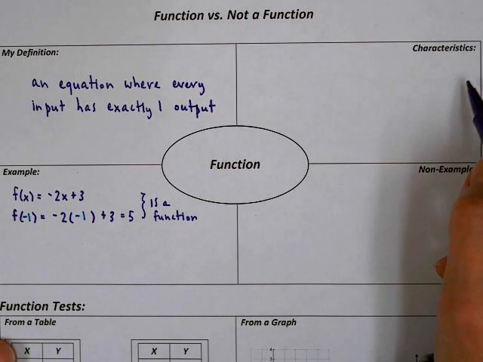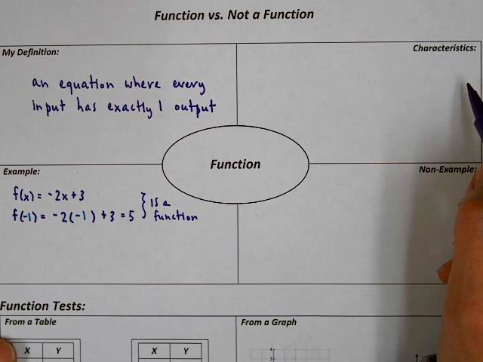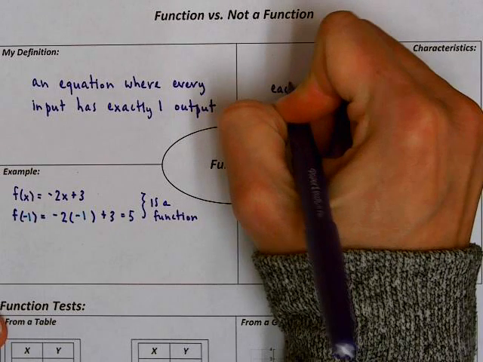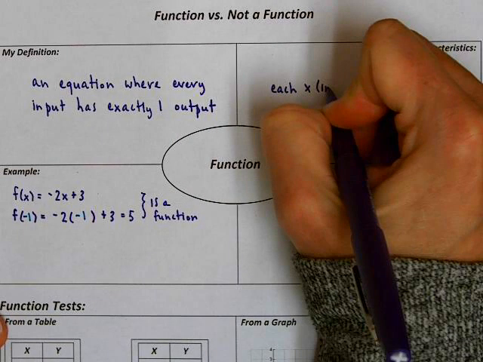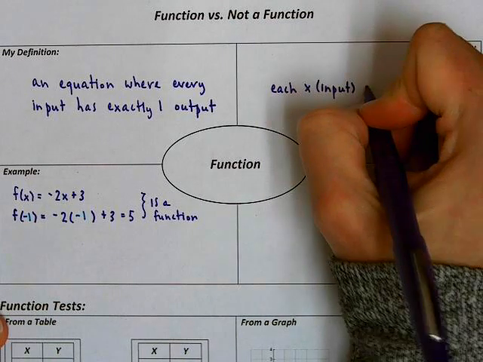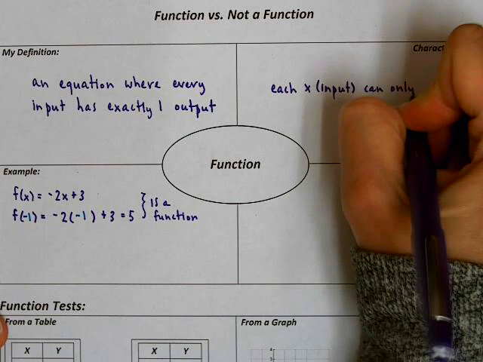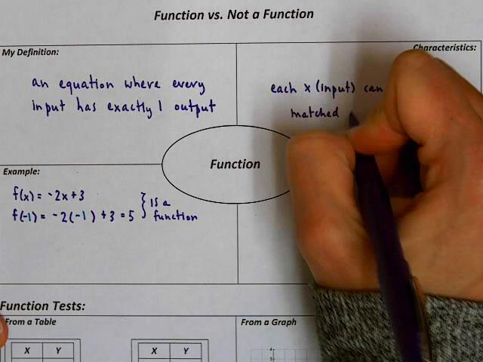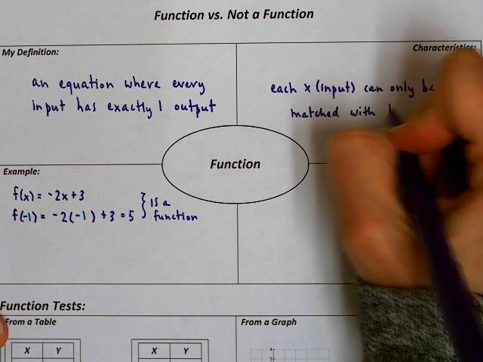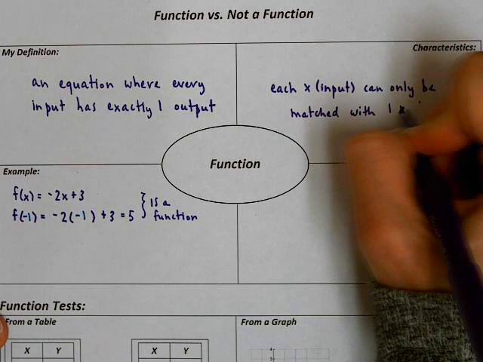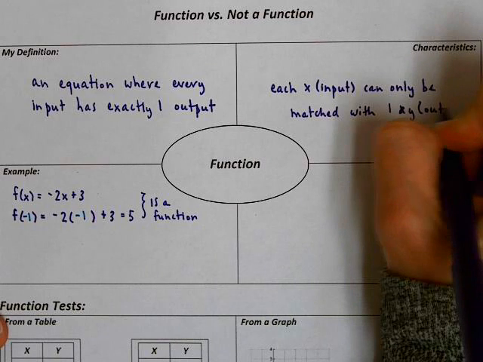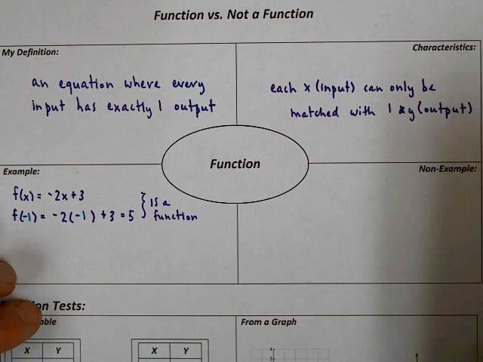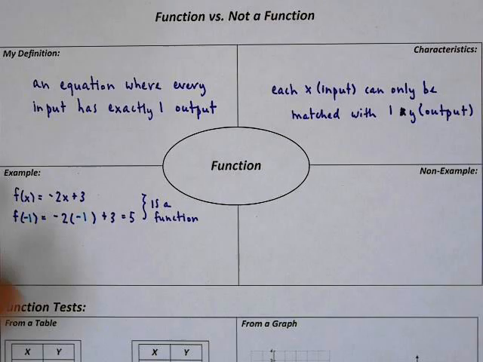So for characteristics, I'm just going to say this in a slightly different way. Kind of when I think of functions, I think that each x, or input, can only be matched with one x, or excuse me, one y, or one output. So each x can only be matched with one y. For each input, there's only one output.